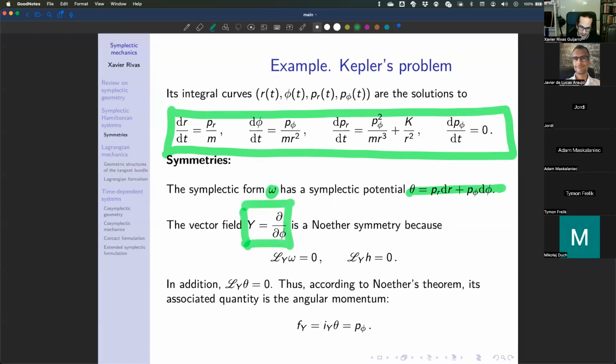And this vector field here, this is a Noether symmetry. This is quite easy to check because the Hamiltonian and the symplectic form are invariant under the action of this vector field. And in addition, it also preserves the symplectic potential. Then according to Noether's theorem, we have an associated conserved quantity. This conserved quantity is nothing more than the angular momentum. So the angular momentum is preserved in Kepler's problem, and we can check it just with Noether's theorem. This is very easy, very trivial. In this example, we all know that the angular momentum is preserved, but this might not be so obvious in other systems. Because it may be easy to find a symmetry, and Noether's theorem will automatically give you a conservation law.